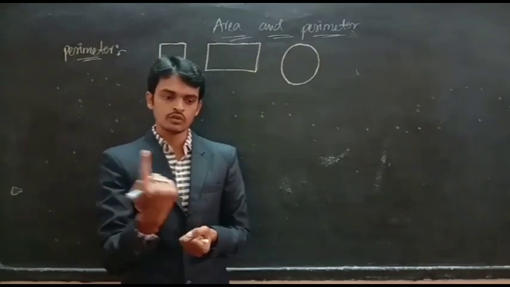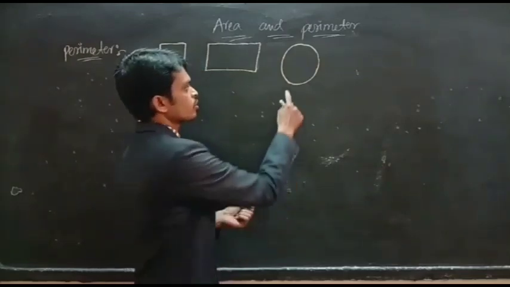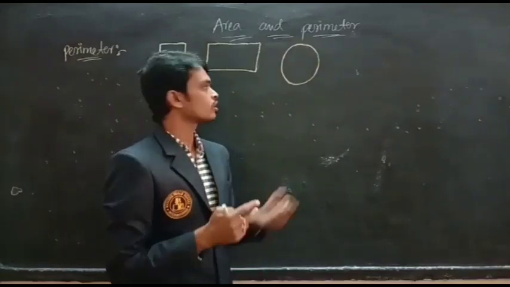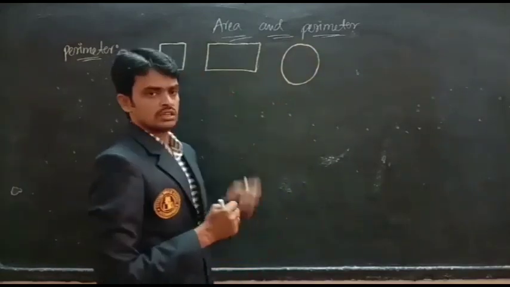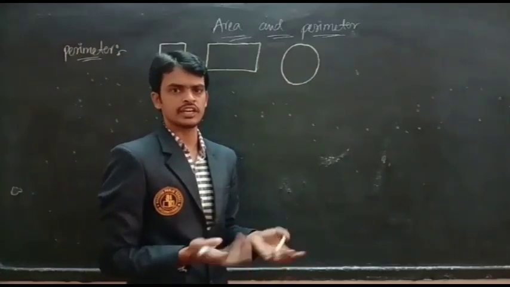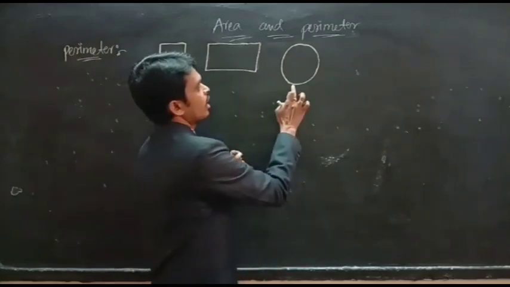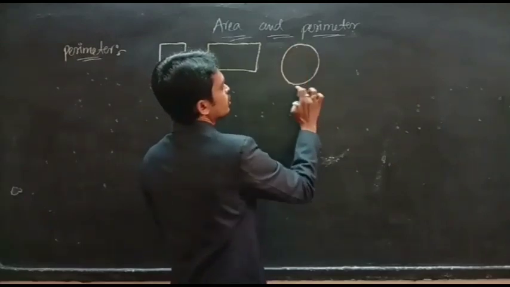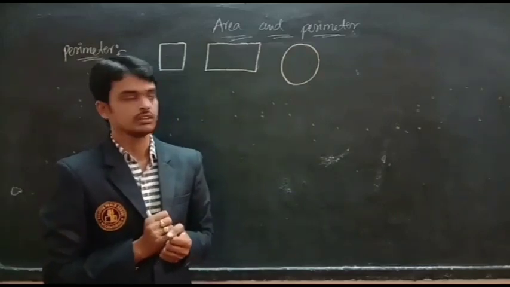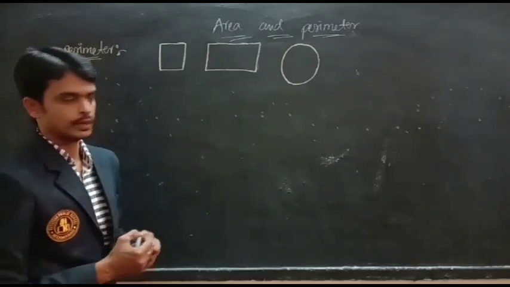One more example: a boy is running around the ground of the circle. A ground can be a rectangular shape, a square shape, or a circle shape; we can take as many as possible as a ground. So a boy running around the ground is also called a perimeter. Okay, now we will go to some formulas of perimeter.